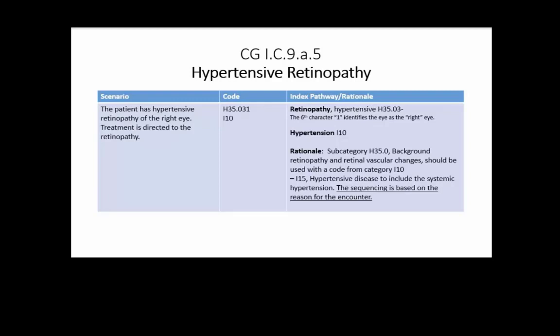It also tells us that subcategory H35.0 has to be used with a code from category I10 through I15, which is hypertensive disease codes.